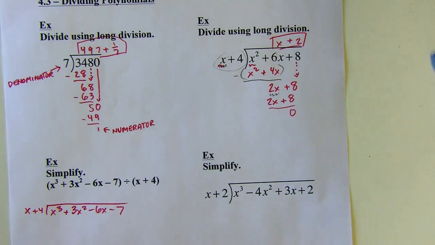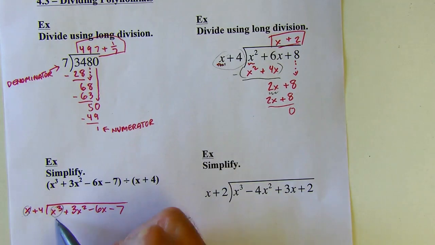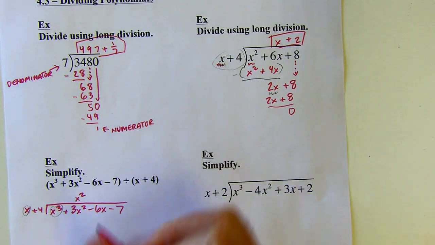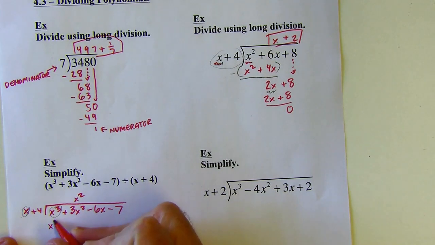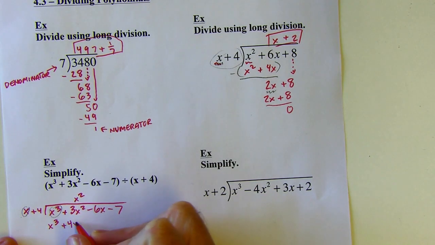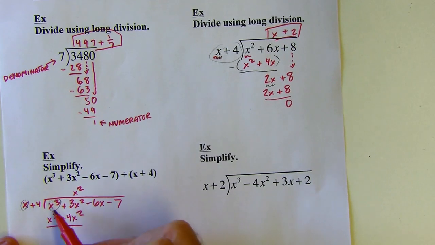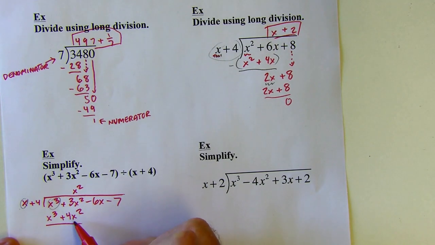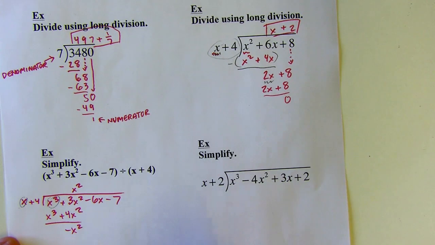Okay, all right. So starting with those two, I'm thinking x times what equals x to the third. That would be x squared. And I'm going to put the x squared above the like term. Okay, then I multiply back. Okay, and then it's really tempting to add these, but we're subtracting, right? So those cancel like they should. 3x squared minus 4x squared is negative x squared. So this is not 7x squared.